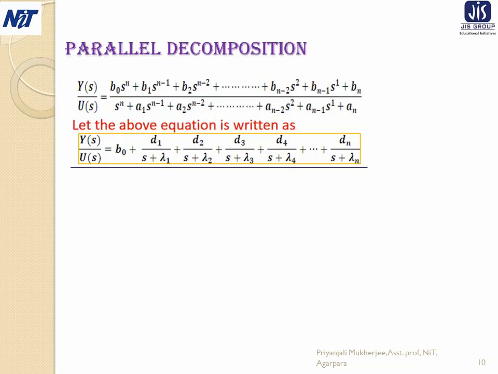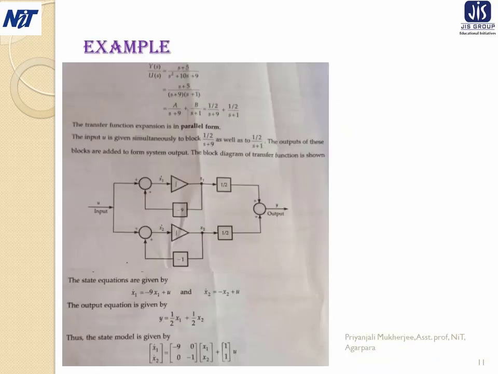That means for this type of decomposition, we will draw the state diagram of d1 by s plus lambda 1, then d2 by s plus lambda 2, then d3 by s plus lambda 3 like this, and then we will merge them by the parallel combination of the state diagrams which we have obtained in the partial fraction expansion. Next, we will select the output of the integrators as the state variables, and then we can write the dynamic equations of the system. So let us take an example of parallel decomposition.